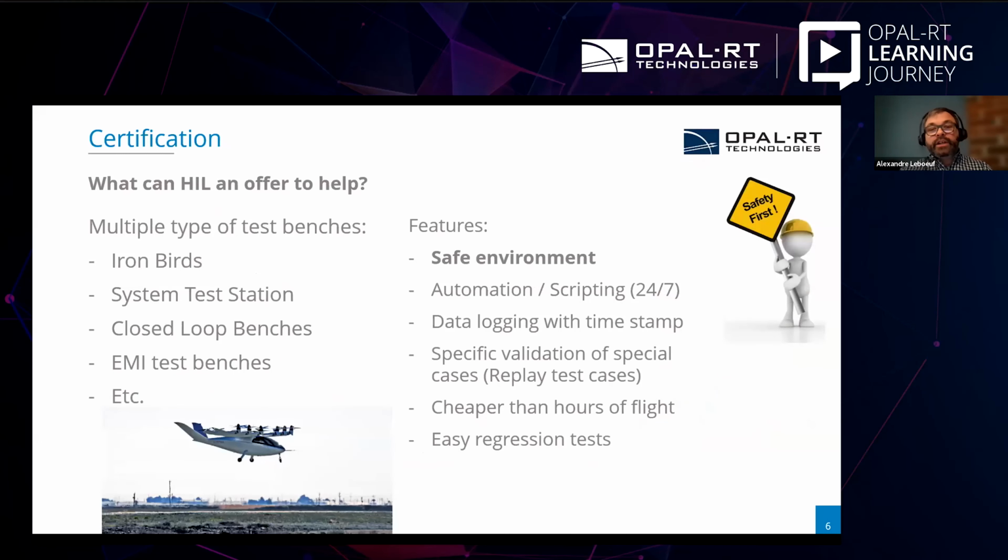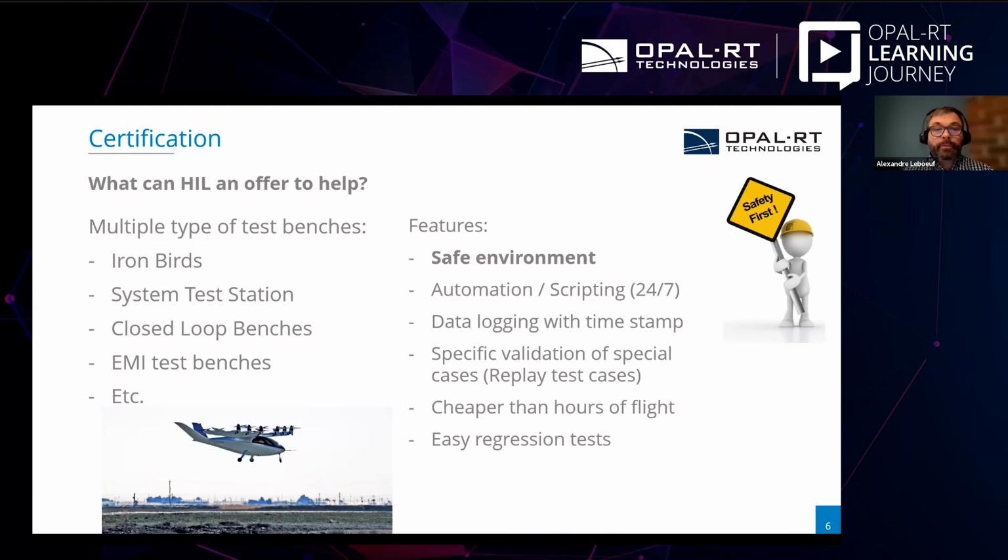So what can HIL offer to help? There are multiple types of test benches available. I'm pretty sure you already know some of those, mainly the Ironbirds. Why? Because Ironbirds were principally a lab replica of the whole airplane. So the size was usually the same, to get the same length of cables, the same with the hydraulic system and so on. But nowadays the Ironbird, with the HIL system, is coming more and more with an interaction of a lot of HIL systems working together.